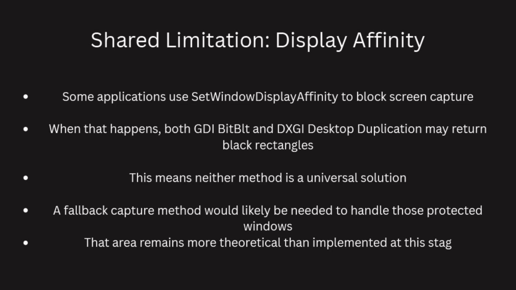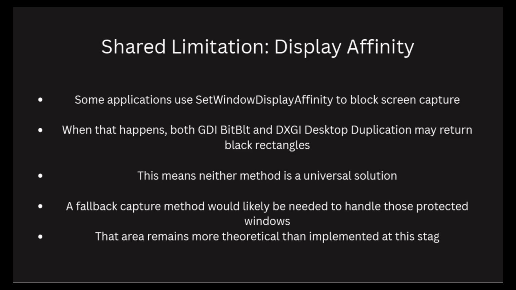There is a problem with DXGI and GDI. Some applications use an API function called SetWindowDisplayAffinity that blocks GDI BitBlt and DXGI desktop duplication. You would get a black rectangle if you were to look at the captured frame. So the thought I've had is to create a fallback capture method which can bypass some SetWindowDisplayAffinity setups. That's a rabbit hole though, and honestly could be a separate talk probably. I also haven't really implemented that or gone down that rabbit hole yet, but I will look into it in the future.